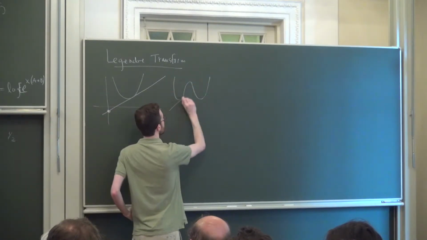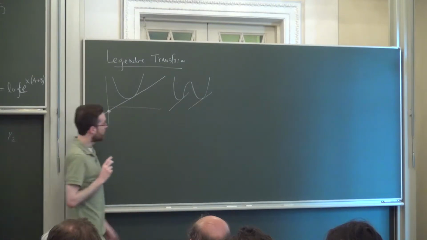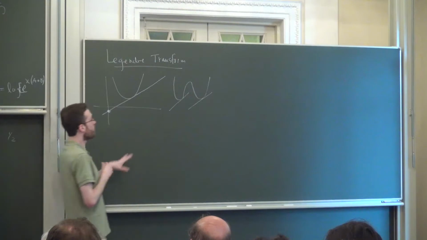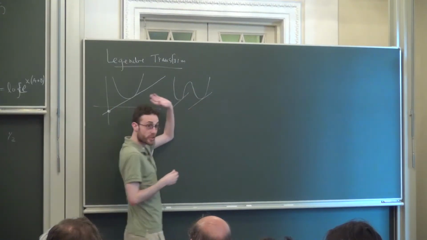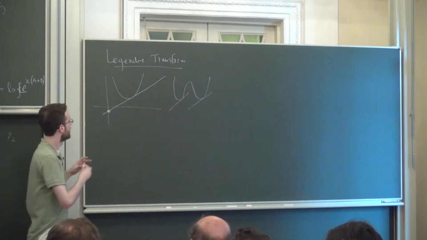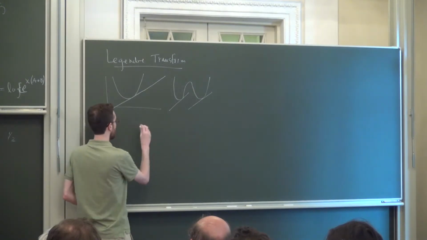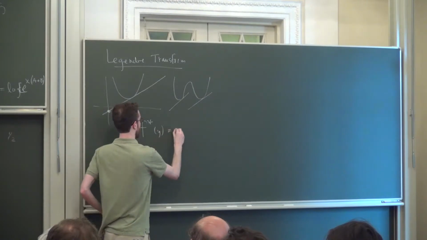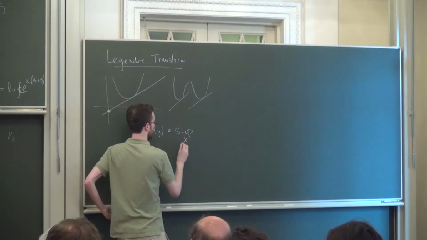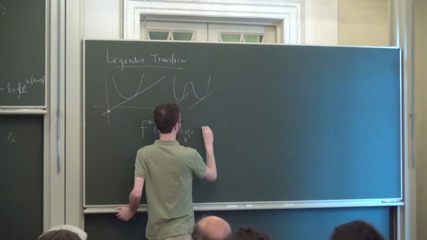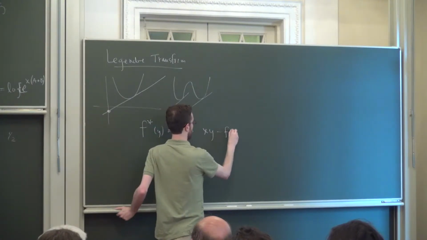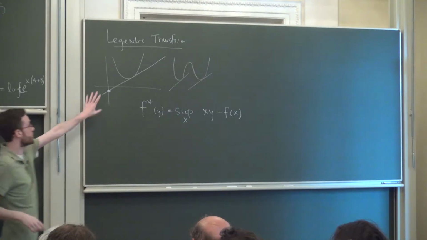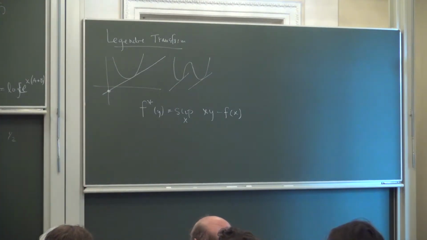Now, there becomes this issue where you have something that looks like this. Obviously, there are two places where the same slope happens on that line. So what you do is you define it as the largest one that happens. And to formalize this, you get what's called f star of y, which is the sup over x of xy minus f of x. And geometrically, this is what this is doing.